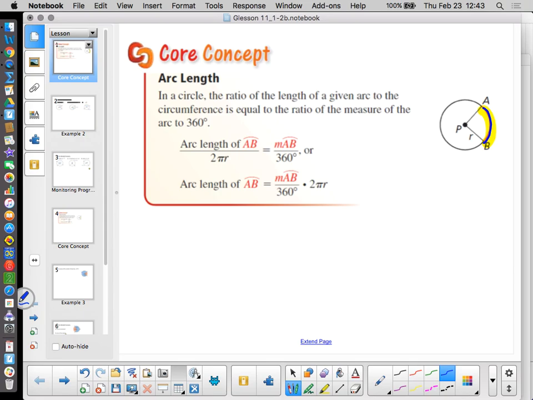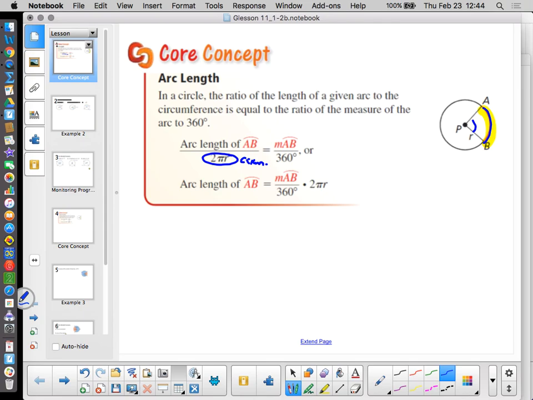And it's a proportion. It says the arc length of AB over 2 pi r, which is the circumference, is the measure of arc AB, or the measure of the corresponding central angle, which is the same, over 360. If we solve the equation for the arc length AB, we basically multiply both sides by the denominator, and I get the measure of the angle over 360 times 2 pi r is the length of the arc. So this is just a rearrangement of the formula.